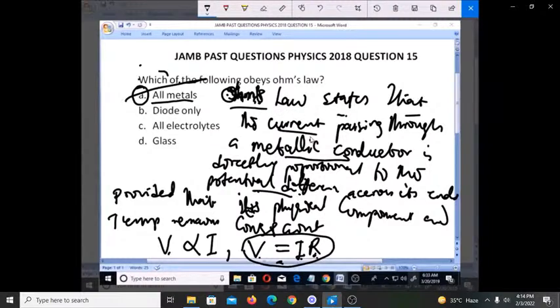Ohm's law states that the current passing through a metallic conductor is directly, whenever you say directly, this is the proportionality sign, directly proportional to the potential difference V, provided that the temperature remains constant.